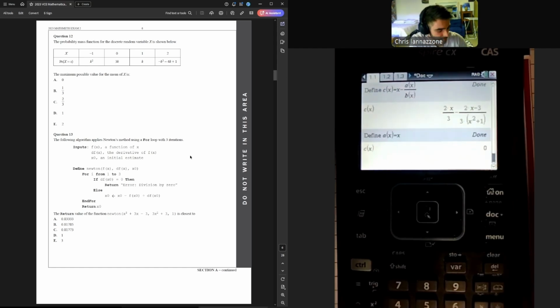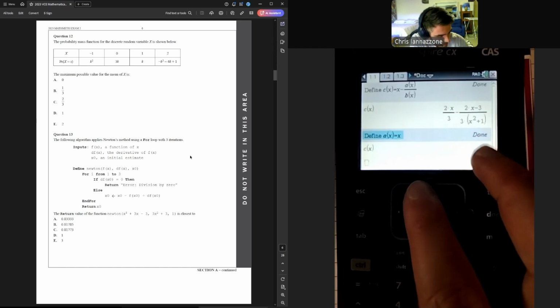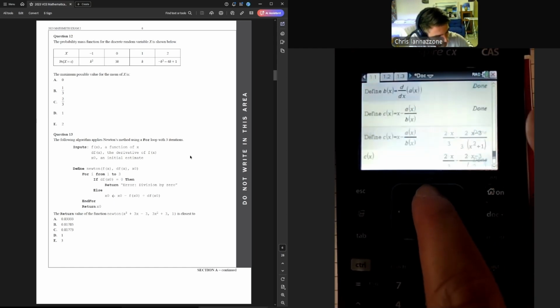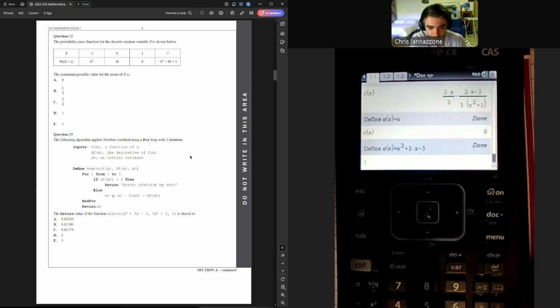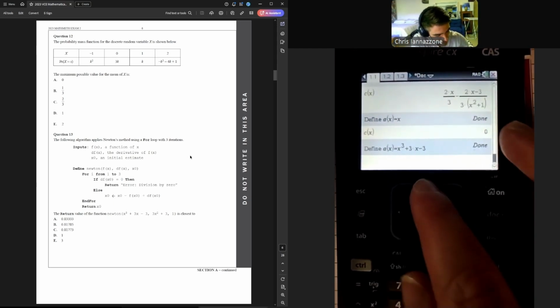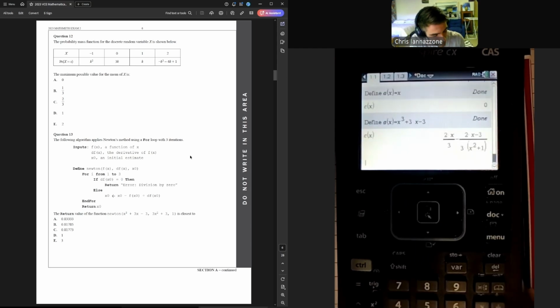Now, it's going to break because I just put a nonsense function in there, but it will fix itself up when you actually use a proper function. So redefine a of x, and we get back the c of x that we wanted. Okay, so how does this work?